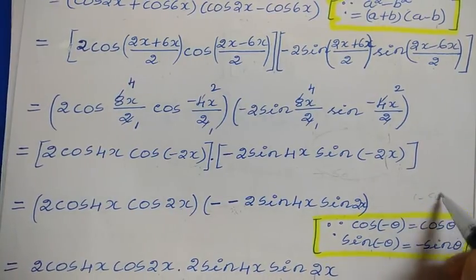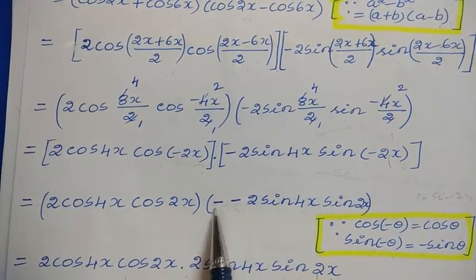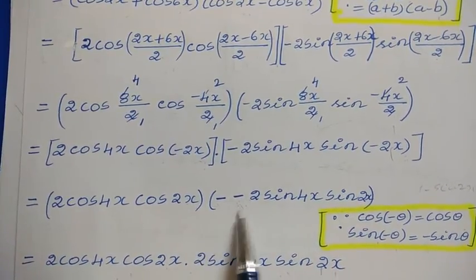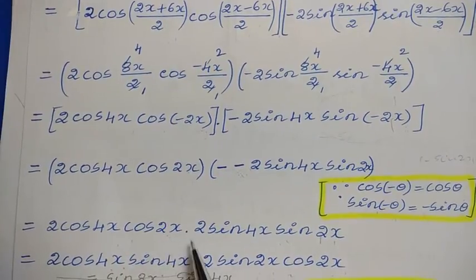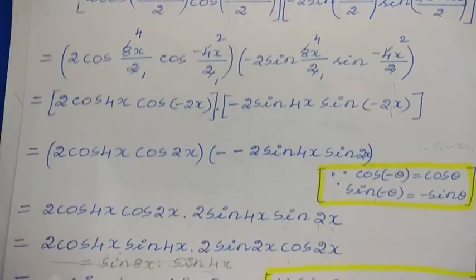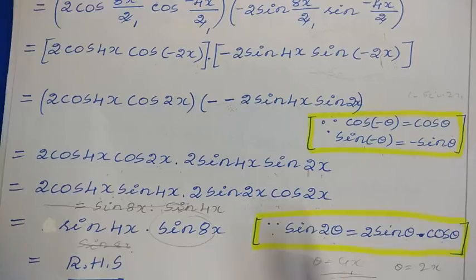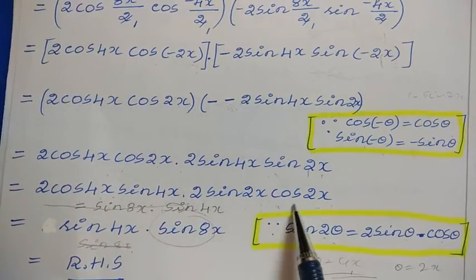This minus sign I am writing here. Already we have this sign, and again I am writing one more minus sign, so here I will write sine 2x. So minus minus will get cancelled. Here we have 2 cos 4x into cos 2x into 2 sine 4x, again into sine 2x. Now again you can use the formula sine 2 theta is equal to 2 sine theta into cos theta. To apply this formula, just rearrange the values. I'll write 4x together and 2x together. So 2 cos 4x into sine 4x into 2 sine 2x into cos 2x.